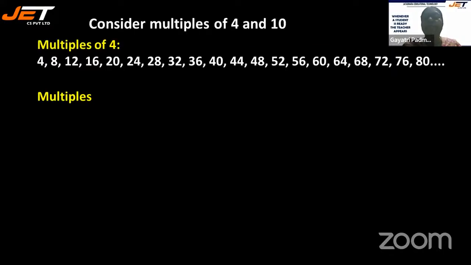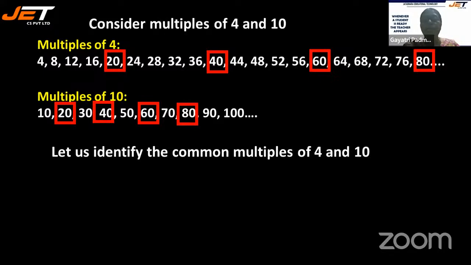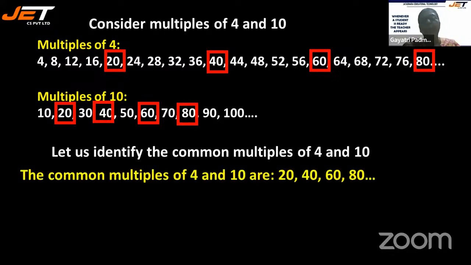All right. Now let us consider the multiples of 4. Multiples of 4 is 4, 8, 12, 16, 20, 24, 28, 32, and so on. Next, the multiples of 10 is the easiest one, isn't it? So 10, 20, 30, 40, and so on. Now let us identify the common multiples of 4 and 10. So what is the common multiples of 4 and 10? As highlighted here, it is 20, 40, 60, 80, and so on. Now again, we are jotting down here the common multiples of 4 and 10 are 20, 40, 60, 80.